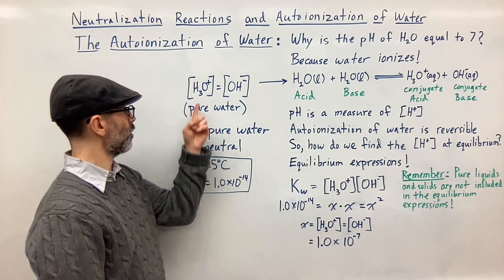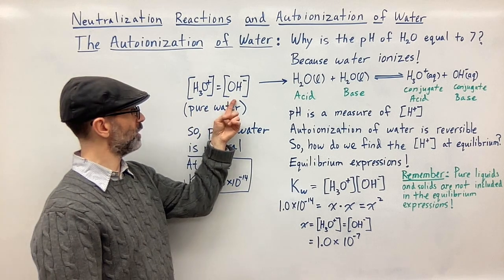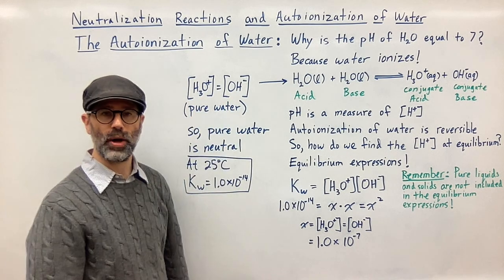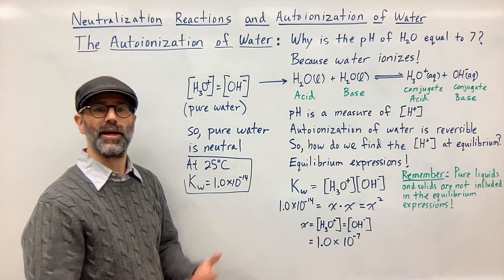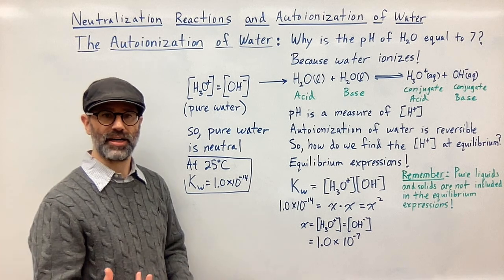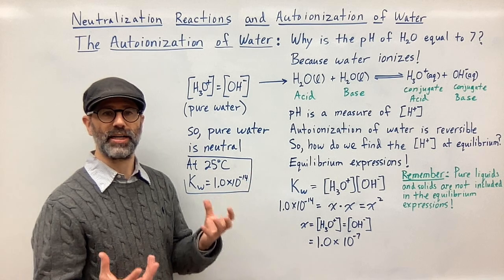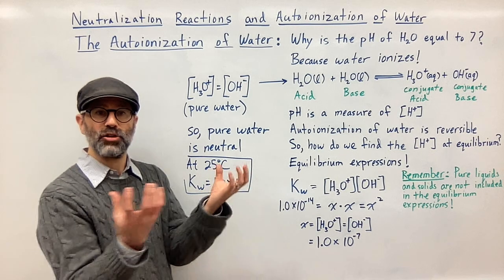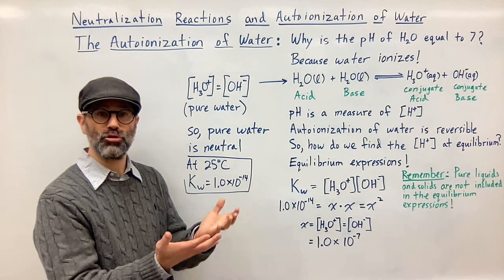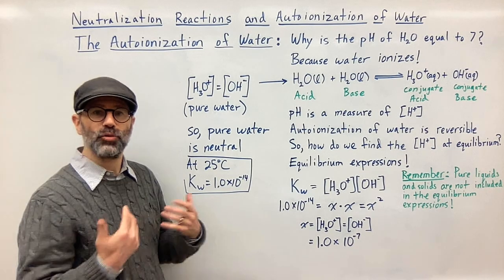So in pure water, the concentration of H3O plus is always going to be equal to the concentration of OH minus. Therefore, it's neutral, because the OH minus, the hydroxide ion, is balanced equally with the H plus, the hydronium ion, and so that is going to be neutralized, and so you get neutral water. Well, neutral water is what pH?